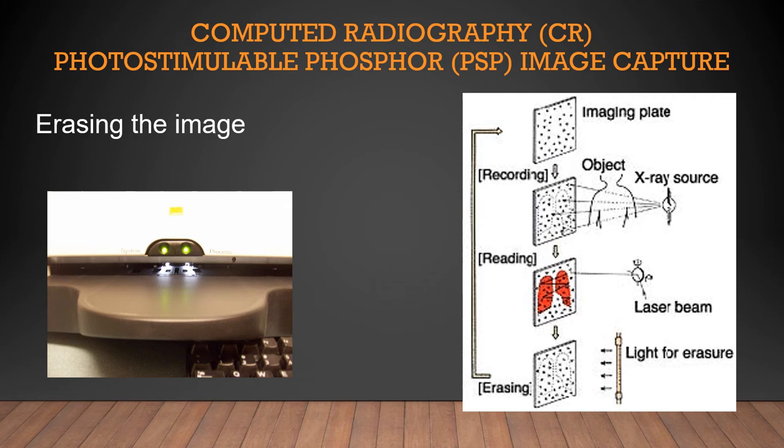When you walk in the morning, you have to erase every single one of your cassettes and log that you did that. That's because they've been sitting around and could pick up backscatter radiation from the environment. PSP readers have an erase mode that floods the plate with light to remove all electrons still trapped after the initial plate reading. Imaging plates are very sensitive to background radiation and scatter radiation and should be erased before use if stored for more than 72 hours. So definitely after a long holiday weekend, you have to erase these cassettes when you come in on Monday morning.